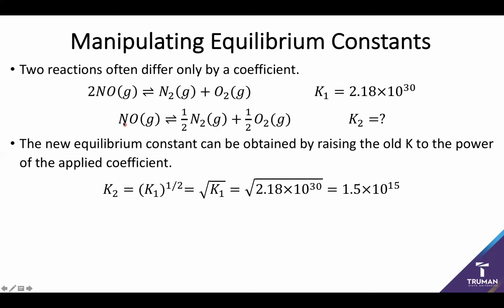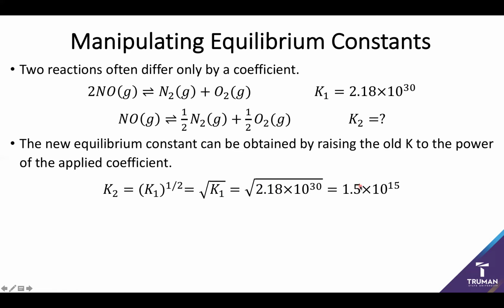And if I multiply the reaction by a coefficient of 1/2, that's going to be the same thing as taking the previous equilibrium constant and raising it to that power. So this reaction is the same as this reaction times 1/2. So it means it's the same as this equilibrium constant raised to the 1/2 power, also known as the square root. So to get our new equilibrium constant, we can take the square root of the old one.